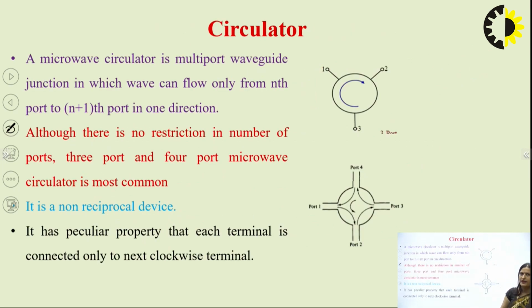So the second ferrite device is the circulator, right? So now we will discuss the circulator. As its name specifies, circulator, it means the shape of the device is circular. So here, if I am discussing, this is your 3-port circulator.